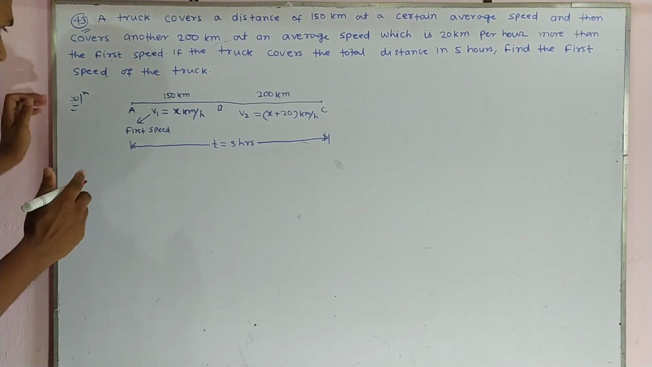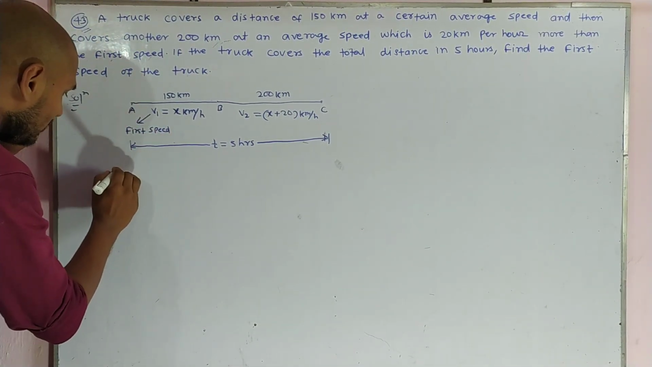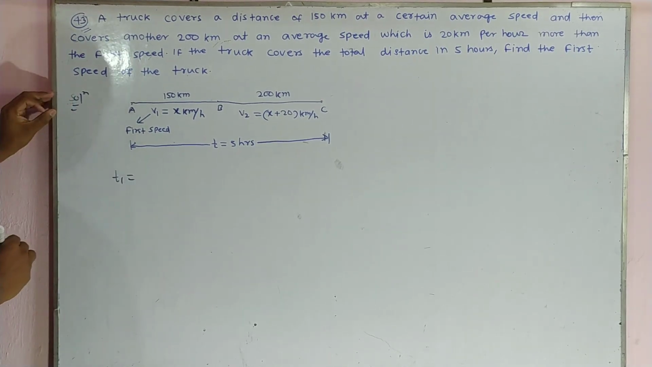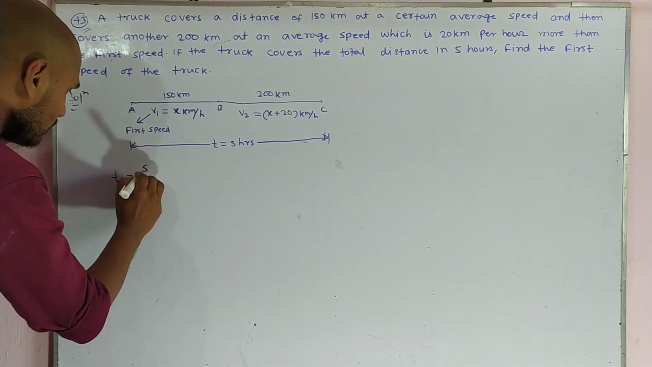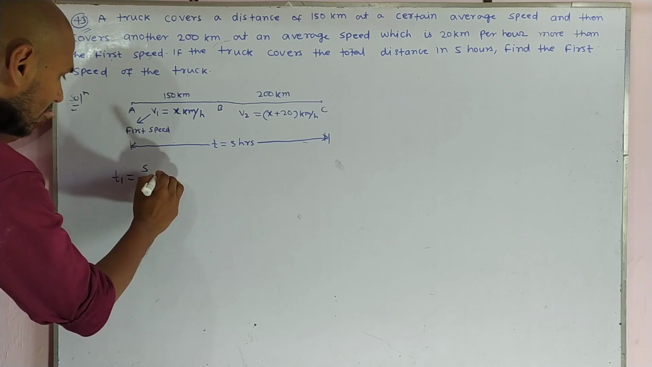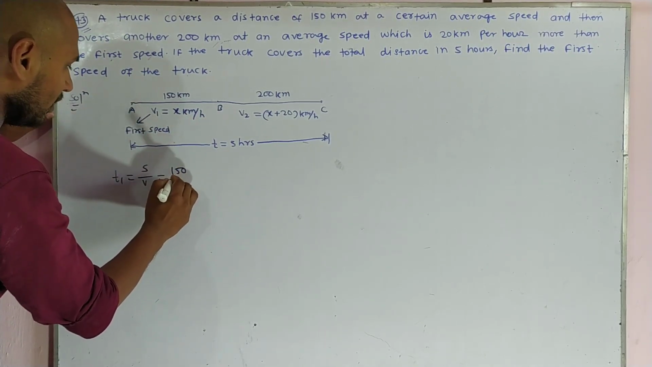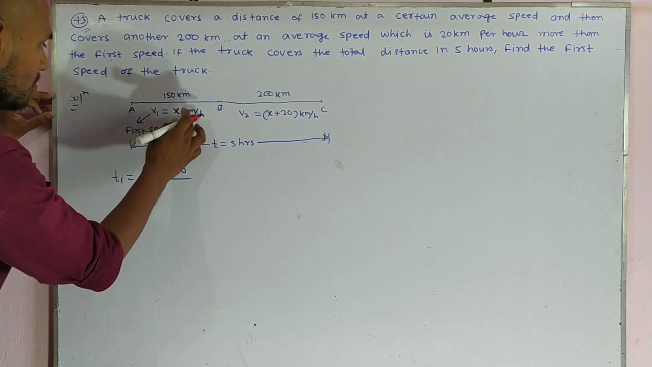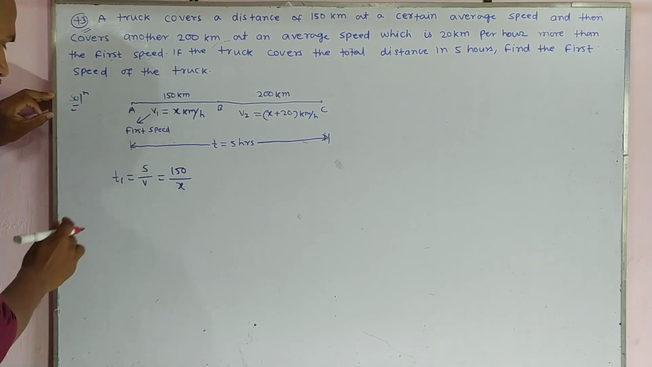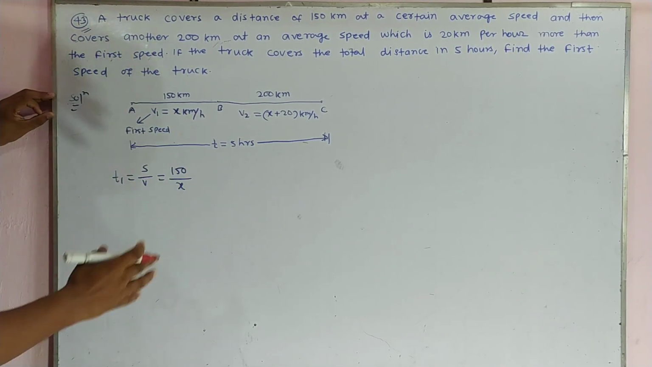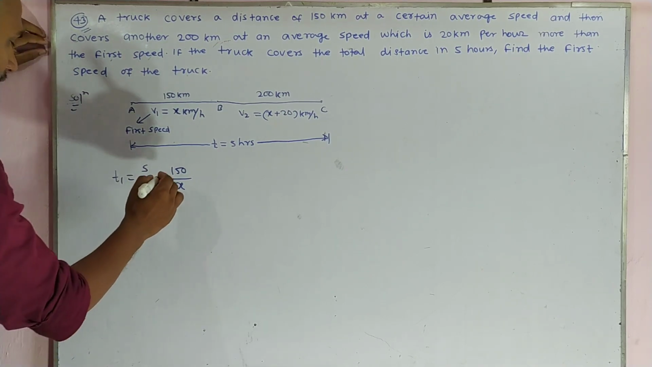Let us see. As we find the value of T1, we use the formula T equal to S by V. The distance S is given as 150, and the speed we assumed is X km per hour. So T1 becomes 150 upon X, in hours.